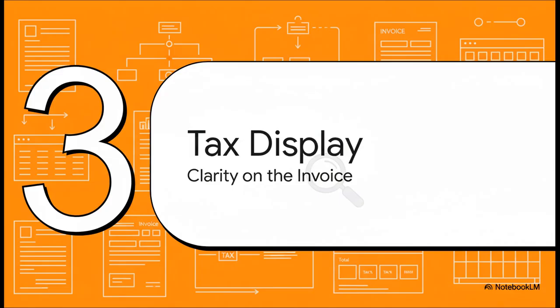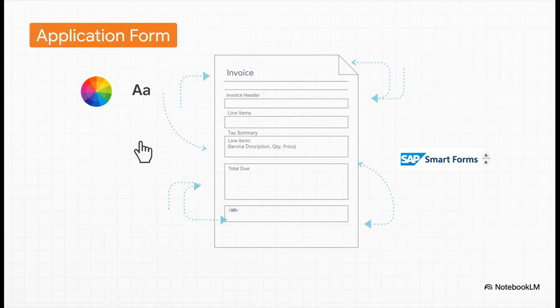All right, the internal work is done. The numbers are crunched, the accounting is all lined up, but honestly, none of that matters if the final invoice is confusing or, even worse, doesn't meet legal requirements. What the customer sees is just as important, and that brings us to tax display. So, where does this control come from? It's all managed by what's called the application form. Just think of this as your design canvas.